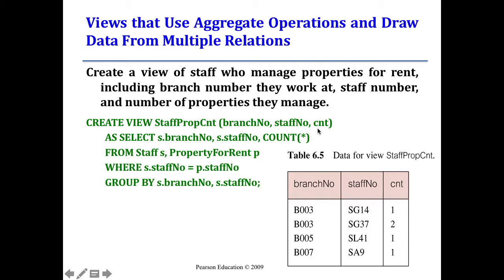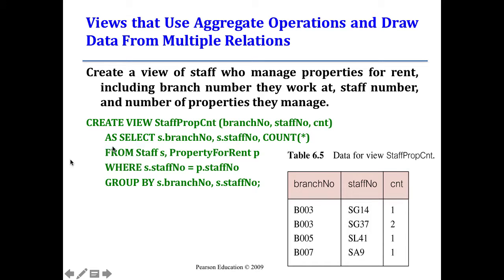You don't give them types because the types are derived from the types of the corresponding columns in the defining query. So the number of columns here must match the number of columns in the defining query, and there's a direct one-to-one match. So s.branch number will appear as branch number in the view, and s.staff count will appear as staff count. Count star will show up as count in the view. So this is just a way of naming or renaming columns.